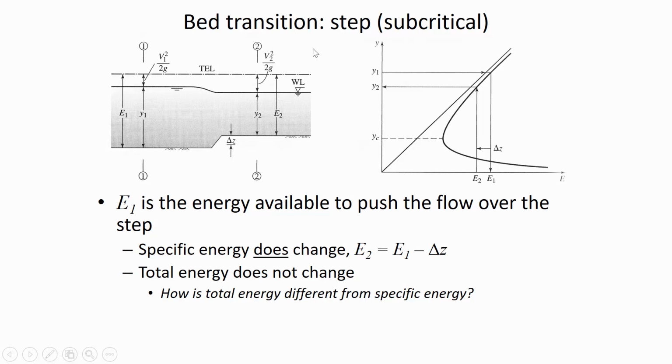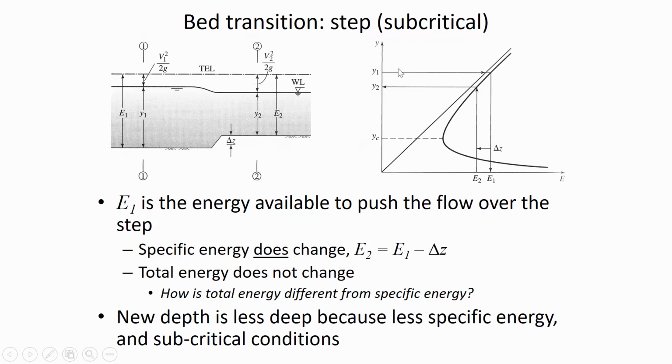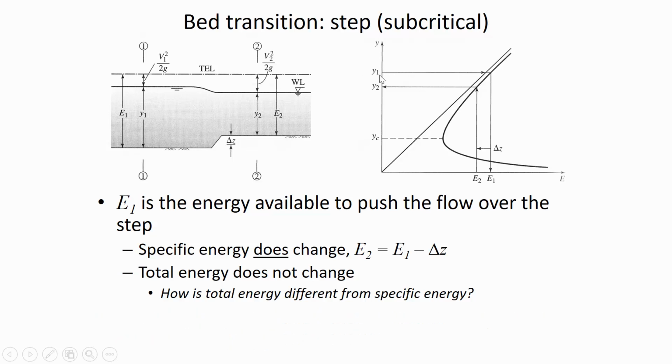Before, there were arrows that told us how to find the new depth. We can follow the same approach here. We'll start with our known depth at 1, go sideways and intercept the specific energy diagram, and then go down. This is how much energy there is at 1. And instead of going to the right, like we did last time, since this is a step up and that decreases our energy, we have to shift to the left.